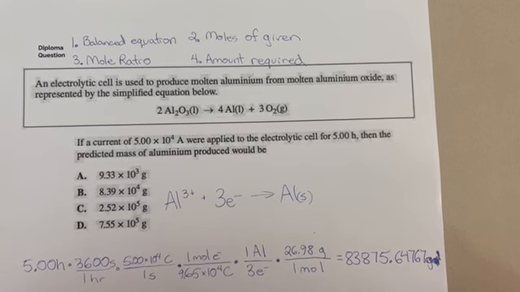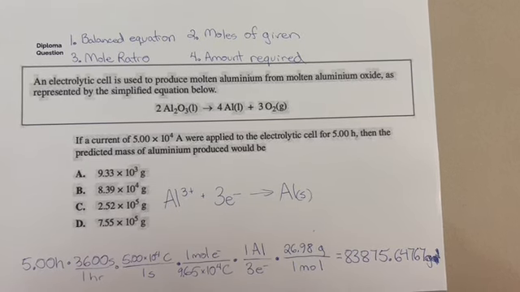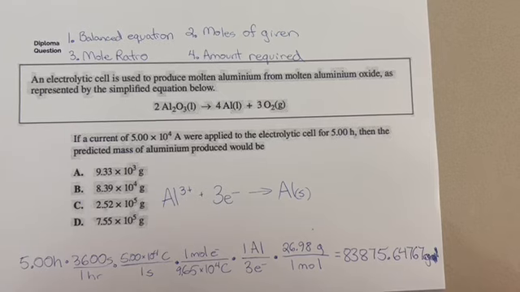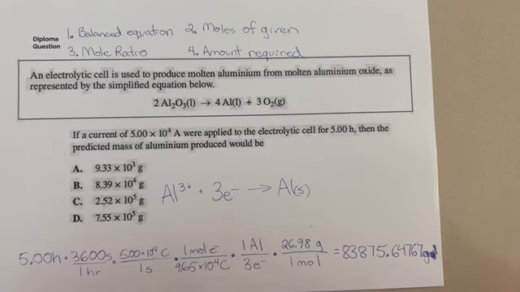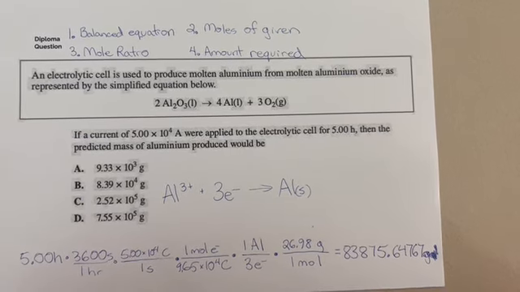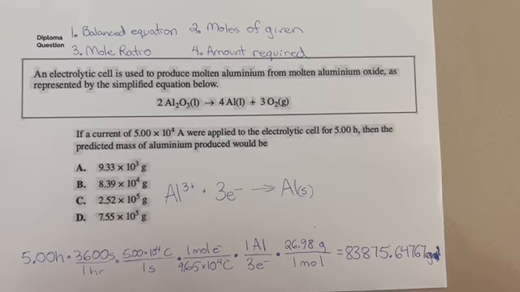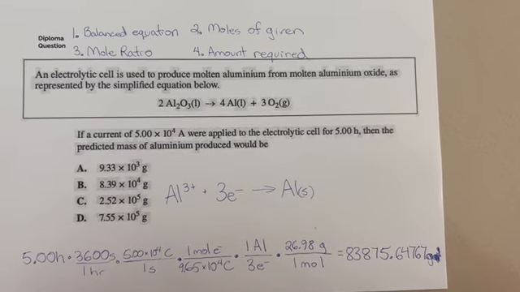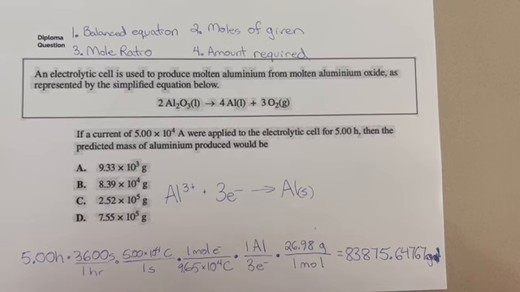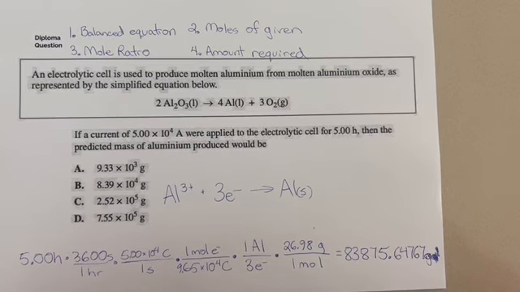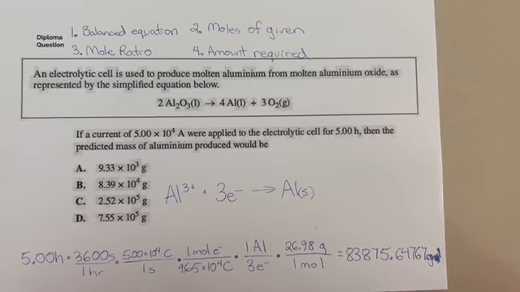We don't want to do like that calculation in class where we made 11 grams. We need to make a whole bunch of aluminum in a relatively short period of time, and you can do that with a really high current, like this 50,000 amps. So I look at my options, and it looks like B would be the answer. 8.39 times 10 to the 4 grams would be produced by 50,000 amps in 5 hours.